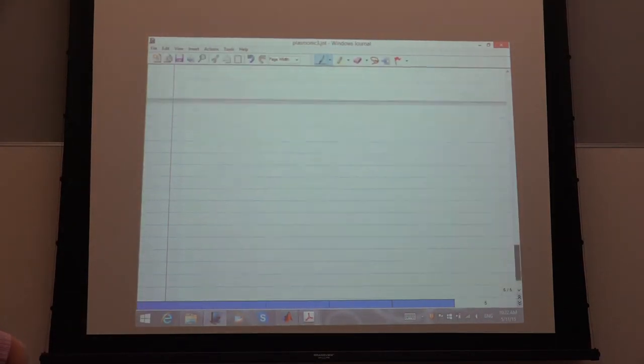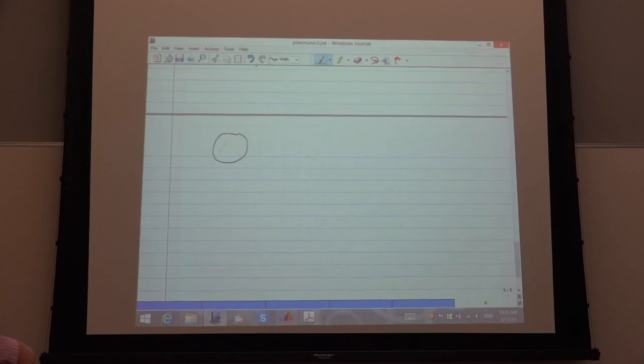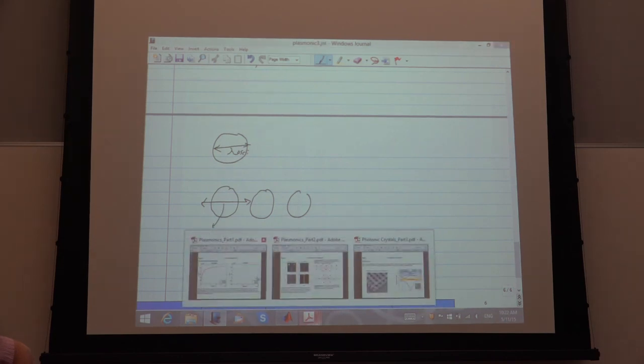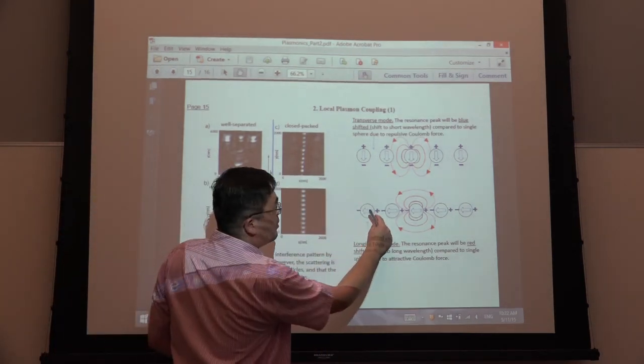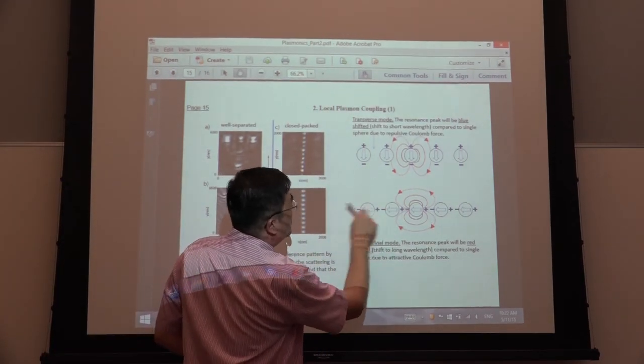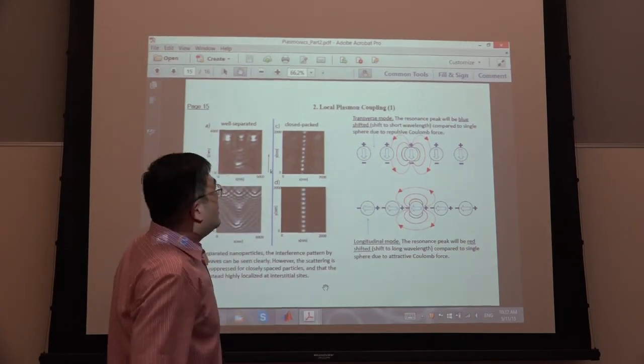Intuitively, for one sphere this is the oscillation distance. If they couple, the oscillation becomes larger. Because the Coulombic force is attractive, the electron is attracted across here.